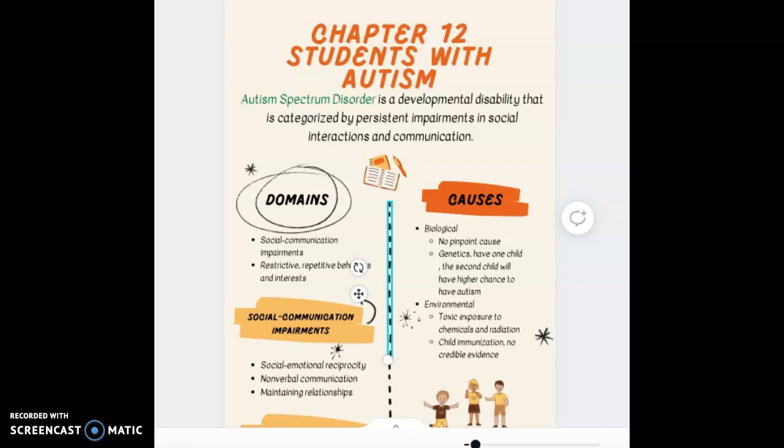Within my years of experience, I started to learn more about how they react, but I still hadn't really understood what autism spectrum disorder was. And this chapter really helps to pinpoint key aspects about this disorder. Within this chapter, it emphasizes that autism spectrum disorder is a developmental disability that is categorized by persistent impairments in social interactions and communication.